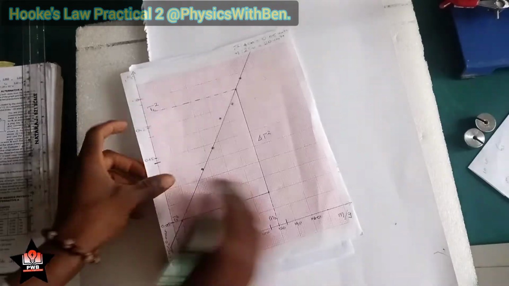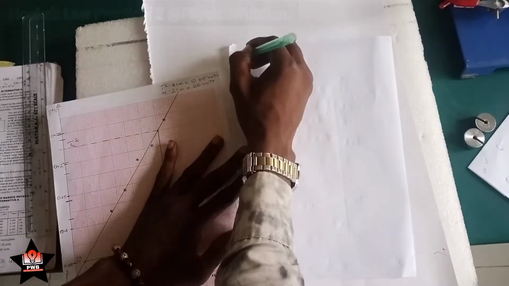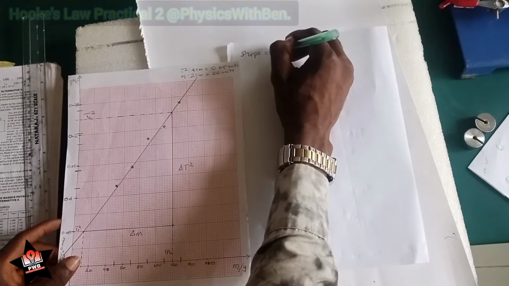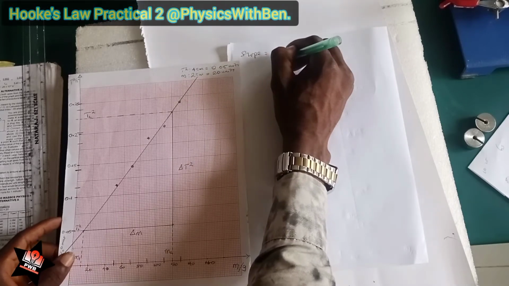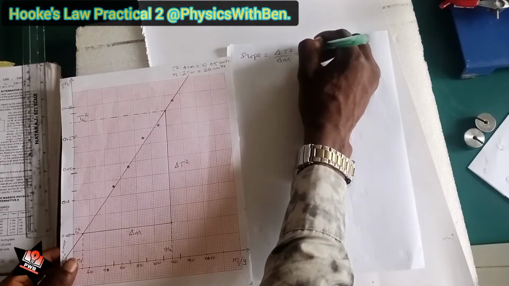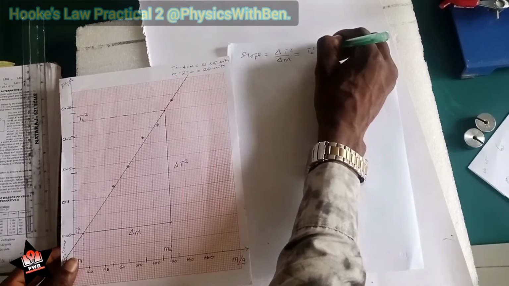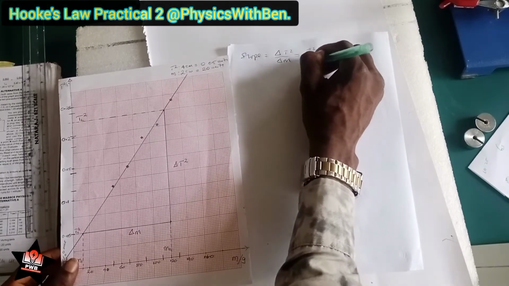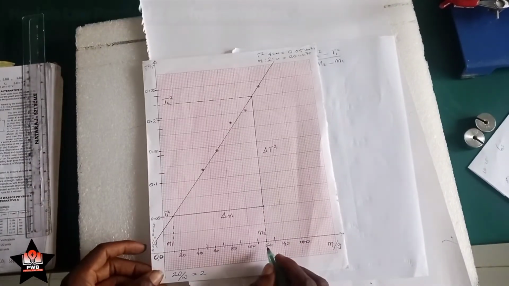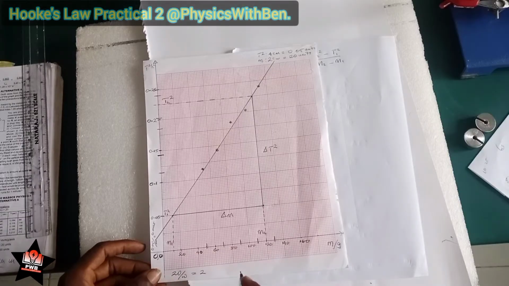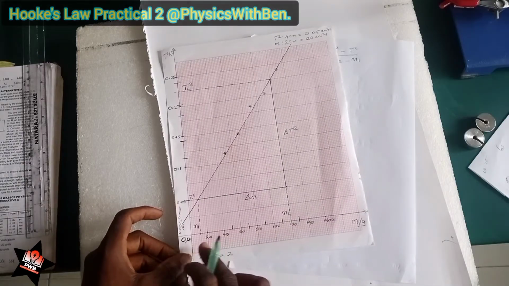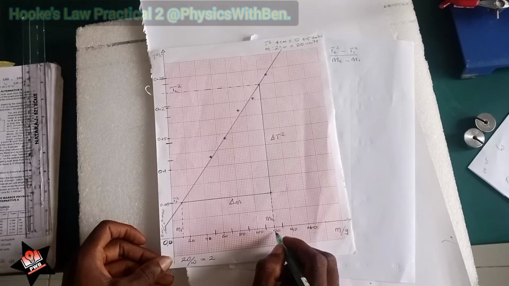So our slope or gradient for the graph becomes change in t square divided by change in m, as we've been doing before. So this is the same thing as t square 2 minus t square 1 divided by m2 minus m1. I believe we don't have issues reading m2 and m1. We said each box here stands for 2. So our m2 is directly on 120.